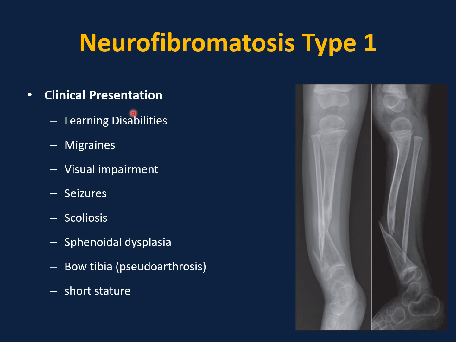Common associated problems with neurofibromatosis type 1: learning disabilities, migraines, visual impairment, seizures, scoliosis, sphenoid dysplasia, bowed tibia, or pseudoarthrosis. Like in this x-ray, this is a lateral view showing the pseudoarthrosis or false joint with thinning and atrophy of the tibia. And also here the fibula is affected as well, and also they present with short stature.